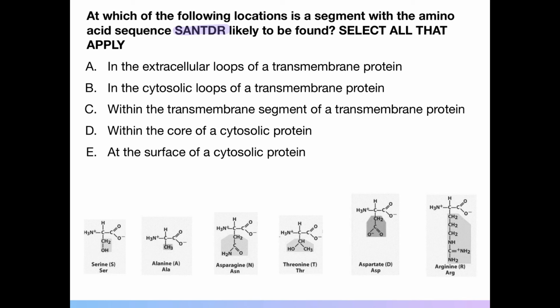So based on this, we can conclude that this segment of the polypeptide is most likely to be localized either in the extracellular loops of a transmembrane protein, in the cytosolic loops of a transmembrane protein, or at the surface of a cytosolic protein. Based on its polarity, this segment is not likely to be found within the transmembrane region of a polypeptide, nor within the core of a cytosolic protein, where we would expect to see more hydrophobic amino acids.